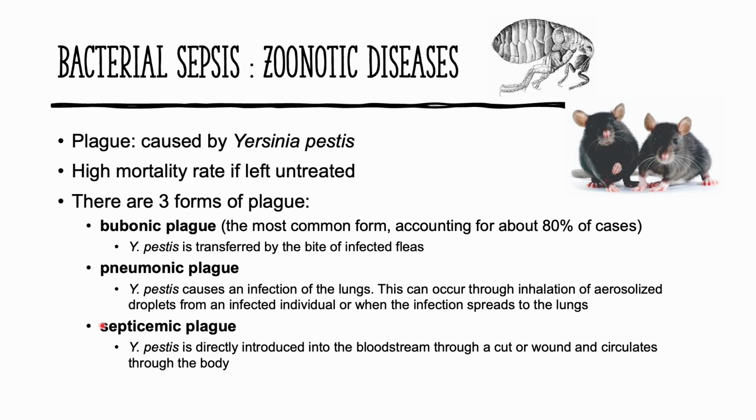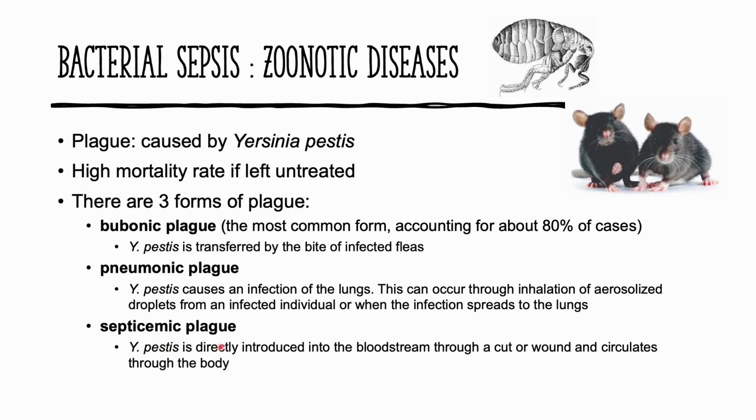And then we have pneumonic and septicemic plague, and these both have much higher mortality rates when left untreated. Some research cites mortality rate as high as 90%. Other sites cite mortality rate as low as 30 to 40%. Either way, these are much more serious diseases. With pneumonic plague, Yersinia pestis causes an infection of the lungs, and this can occur through inhalation of an aerosolized droplet from someone that is already infected. That infection spread to their lungs, and they released aerosolized droplets of this bacteria, and then someone else inhaled it. That is pneumonic.